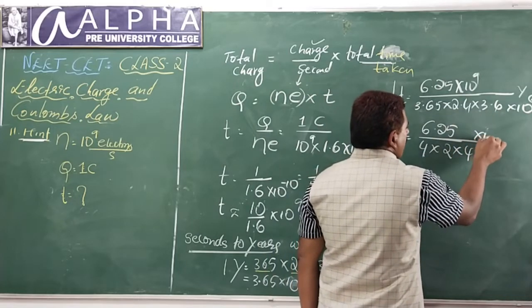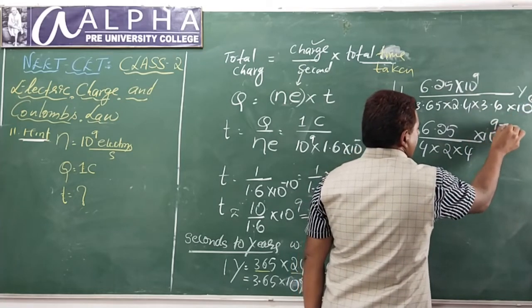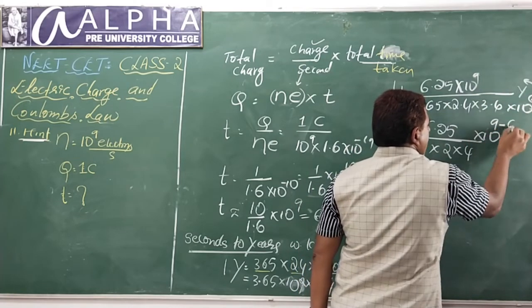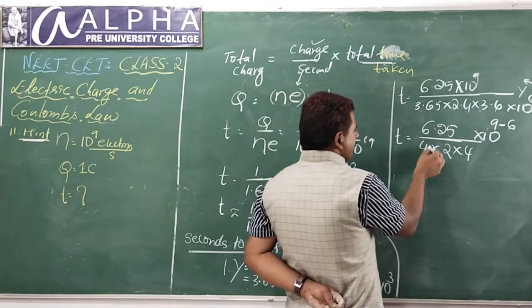Now look at the powers. Numerator 9, denominator 6. This goes to the numerator, becomes minus 6. All of you know, right? Now let me simplify this.